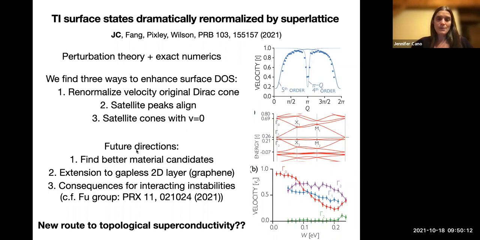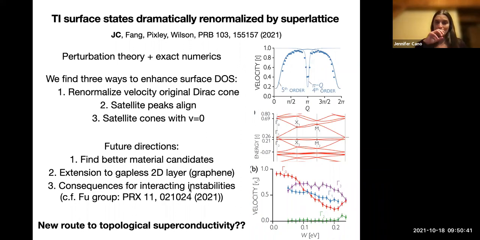And so the places that we want to go with this are, first off, to find better material candidates in order to make these types of twisted heterostructure superlattices. Second, which we're already working on, is to ask, well, instead of putting an insulator on the 3D TI surface, what if we put some gapless material like graphene? How does that impact the surface states? And then finally, there's this question about these interacting instabilities.